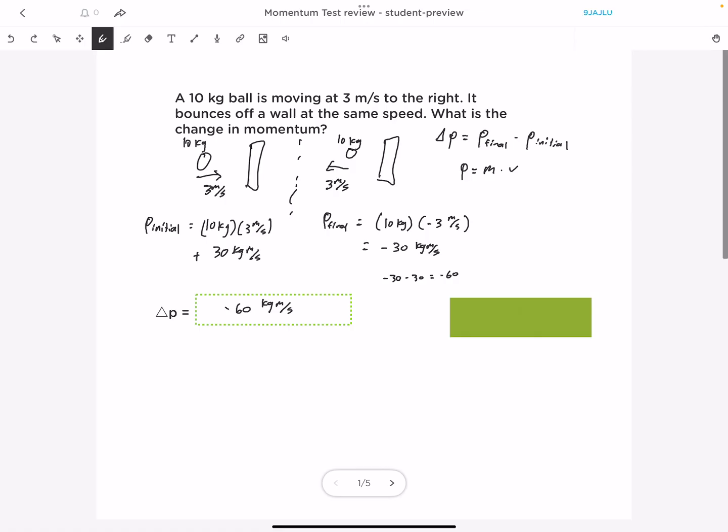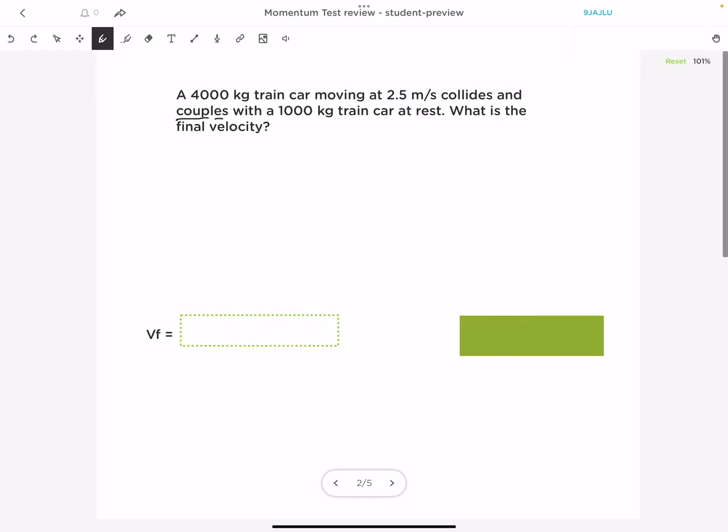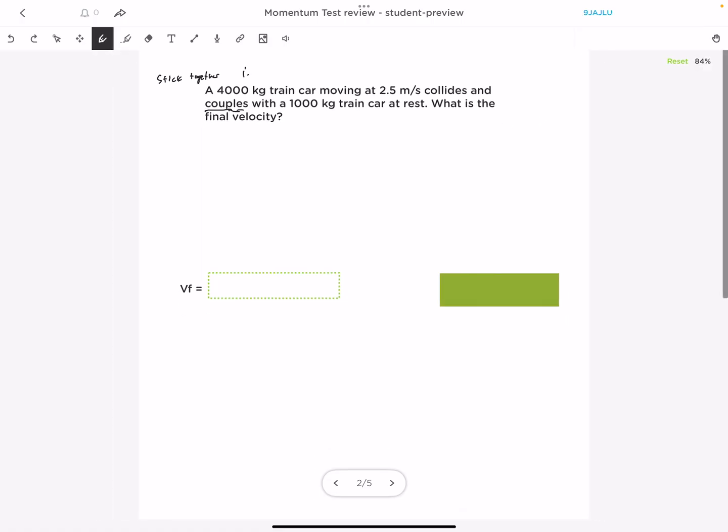Alrighty, so next one. Here we have a 4,000 kilogram train car moving at 2.5 meters per second. It collides and couples with a 1,000 kilogram train car at rest. That just means that they're going to stick together, right? So when reading this problem, you understand that they're going to stick together, and we're dealing with a collision. Specifically, it's an inelastic collision.